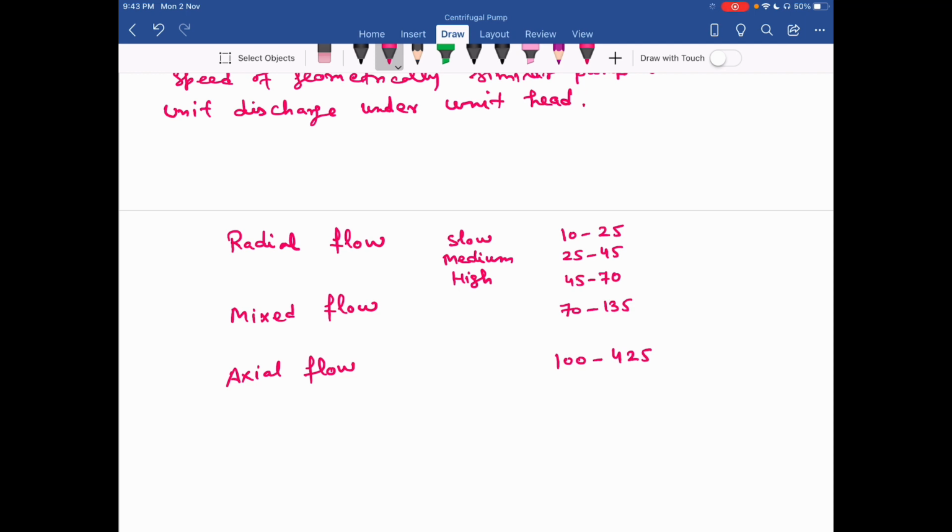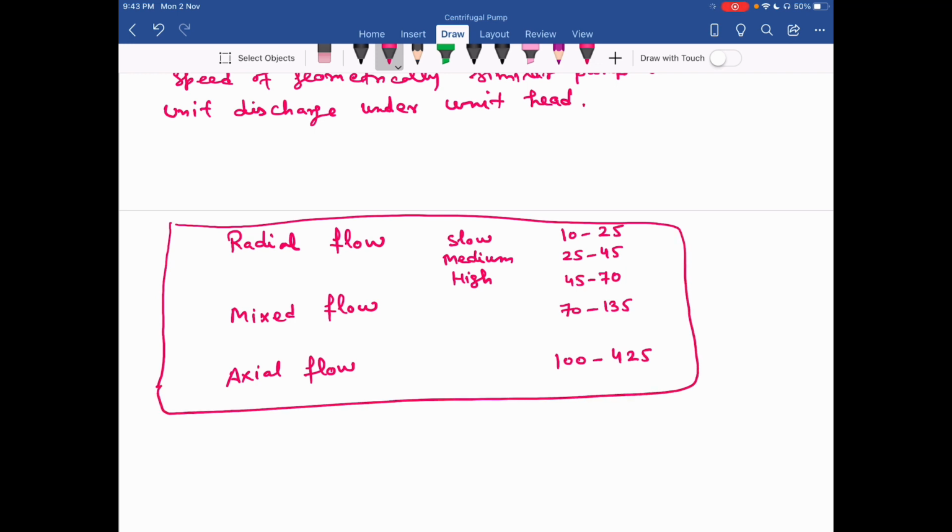Okay, so with the help of this table, by finding out the specific speed, you can see which type of impeller we can use in a centrifugal pump. So this table helps us in deciding the type of centrifugal pump on the basis of specific speed also.